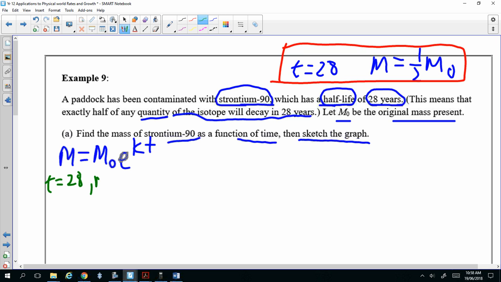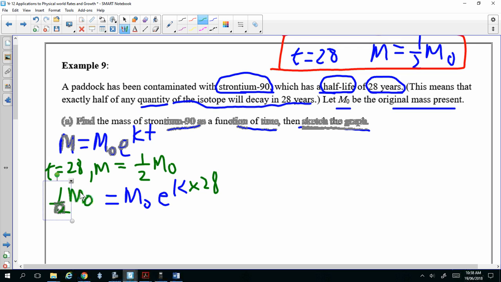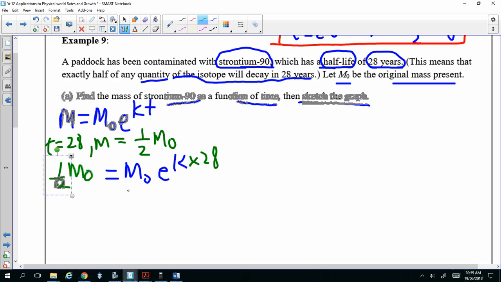We'll just substitute. So 28 years, half of m0 equals m0 e to the power of k times 28 years. After 28 years it is half of the initial amount. Then, like before, divide both sides by m0, which cancels. So you end up with half equals e to the power of 28k, and you just have to solve for k.